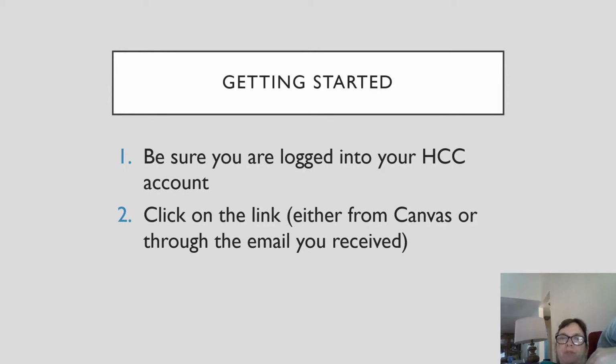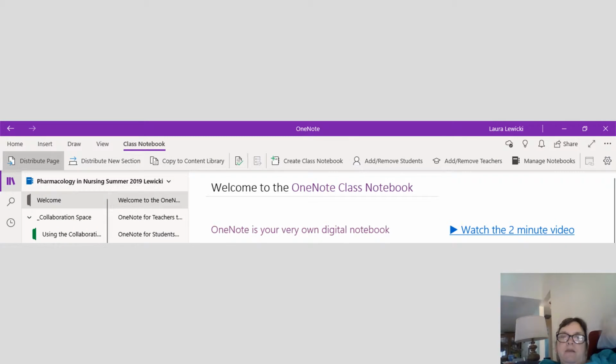Getting started, be sure that you're logged into your HCC account and click on the link either that came in the email that said your instructor has registered you for OneNote or enrolled you in a OneNote course, or you can use the one that'll be posted on Canvas. The initial thing that will come up should look something like this. It should have your name in the upper right-hand corner if you're logged into HCC.